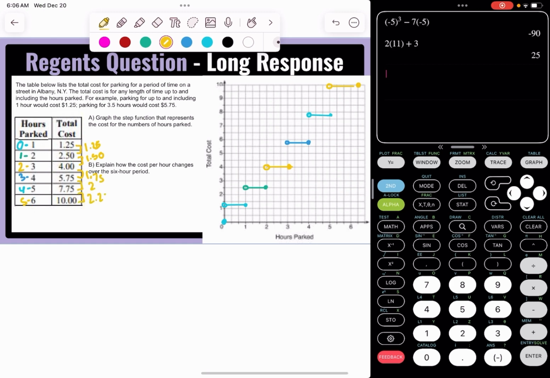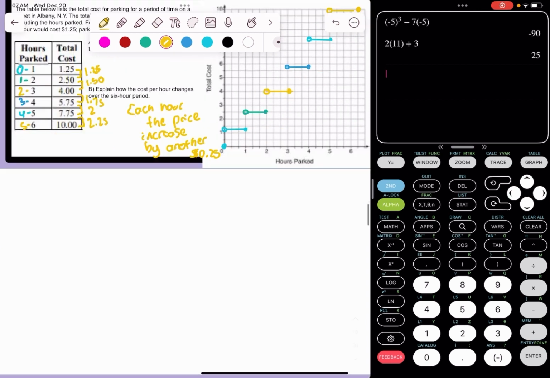So we can say, each hour, the price increases by another 25 cents, from the original amount that it already went up. All right. Let's look at the next question.